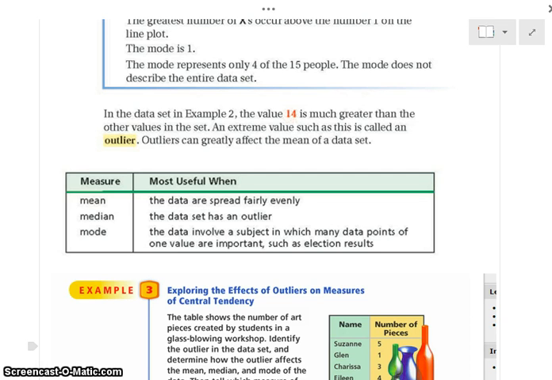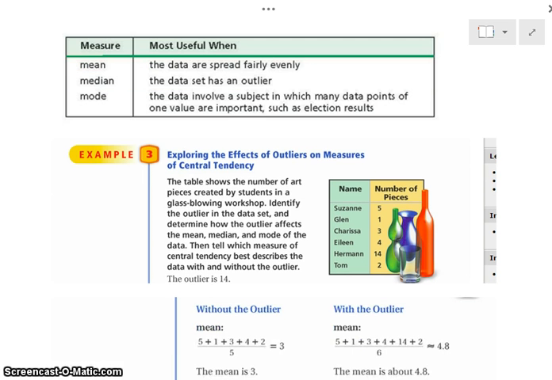So an outlier is where you have a number that does not fit in with the rest of the numbers. It can be much smaller or much larger than the rest of the numbers. And an outlier affects your data in several ways. So here's an example of an outlier. So in this example, 14 is our outlier. Right here, 14 is our outlier because it's very different than the other numbers.